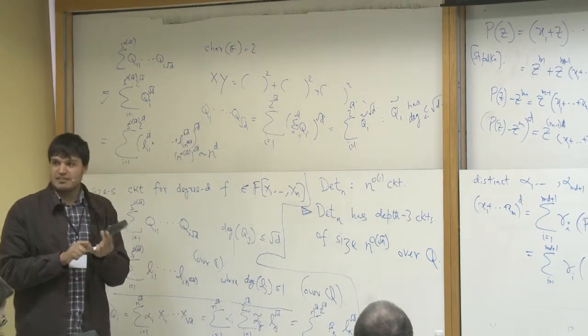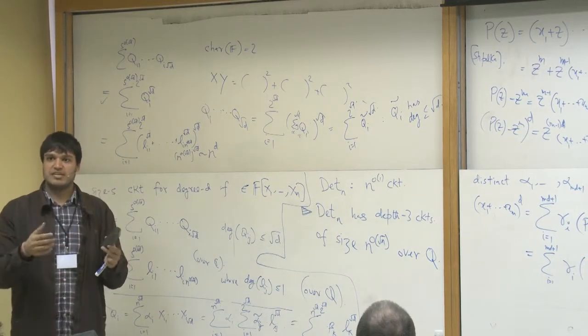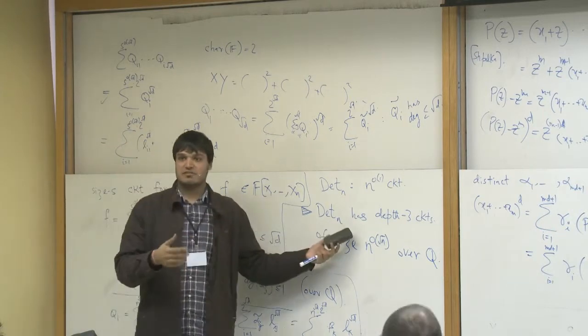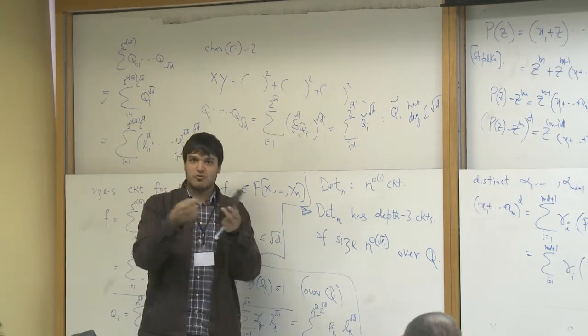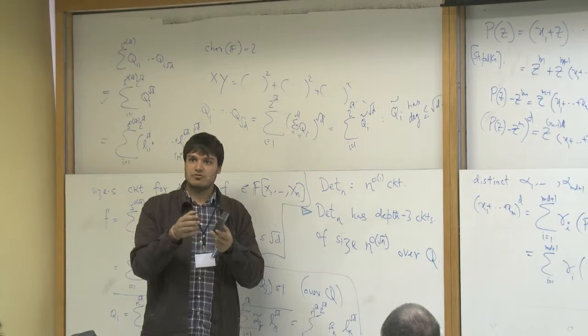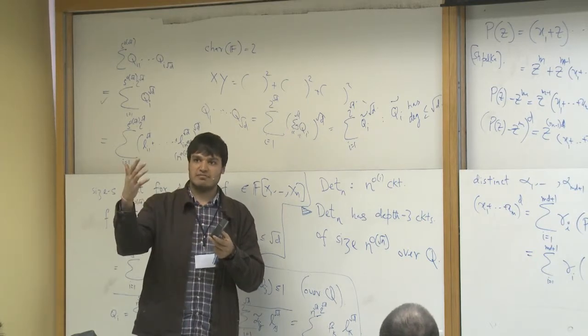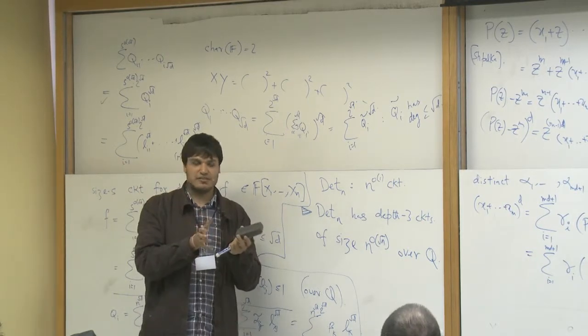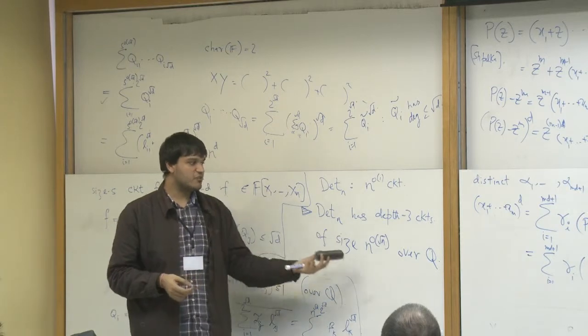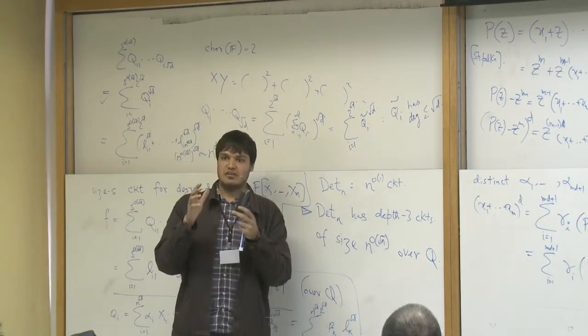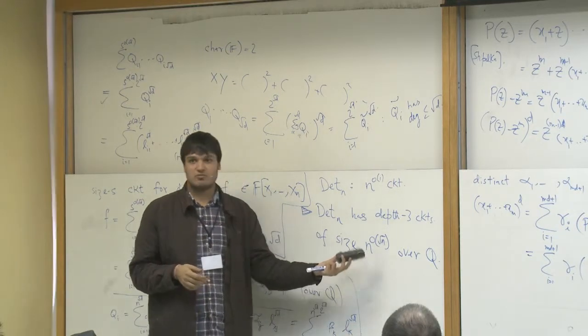So in the morning we saw Ryser's formula for the permanent, and it was a depth 3 circuit. If you recall, it was a sum of products of linear polynomials, but the size was of the order 2 to the n, where n is the n by n matrix. And here, for the determinant, you are getting a much smaller depth 3 circuit, which is of size n to the order root n, so you save a lot.